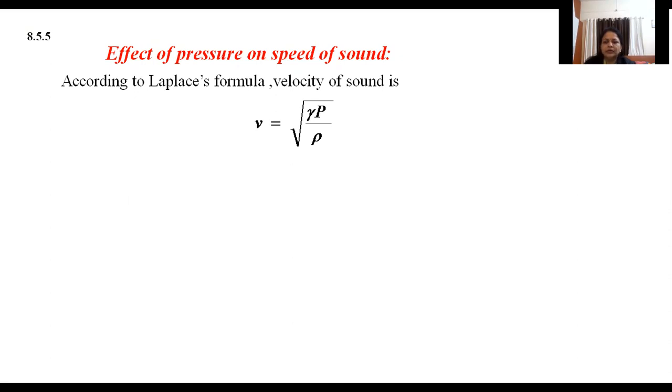As we know, in the last lecture we have derived the Laplace formula for the velocity of sound, and that is given by V is equal to under root of gamma p upon rho. Now from this equation, if we increase the pressure p, then density also increases.